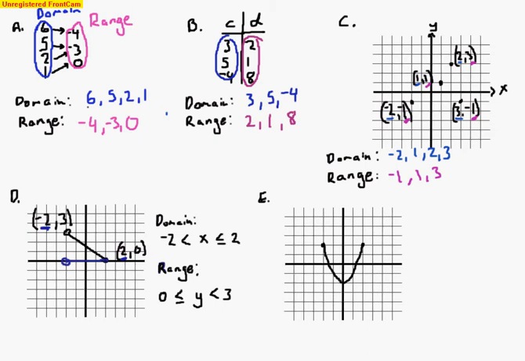So again, the values are running from this 0 here, closed circle there, and then they go all the way up to the 3, but it's an open circle on the 3. So the values of the range run up and down, the values of the domain run left and right. And we see that on this next one.